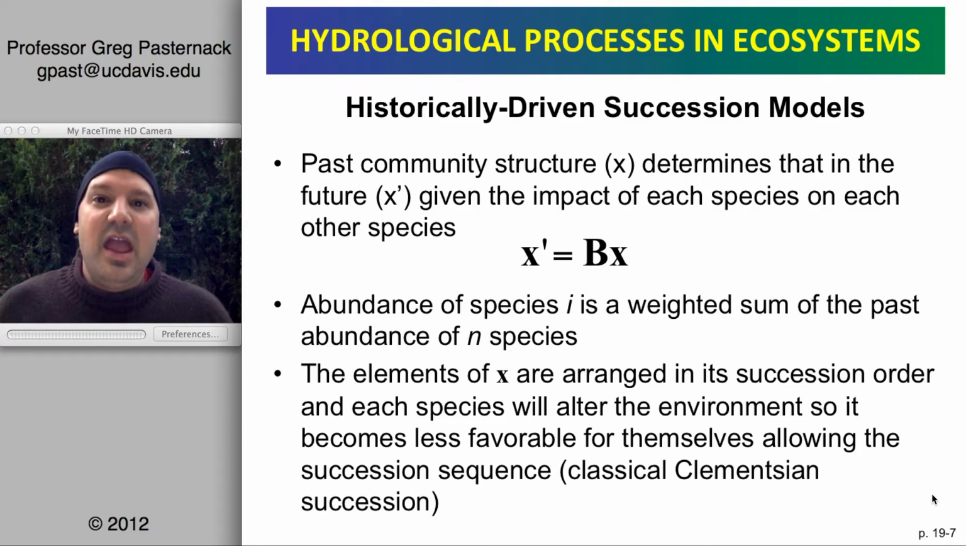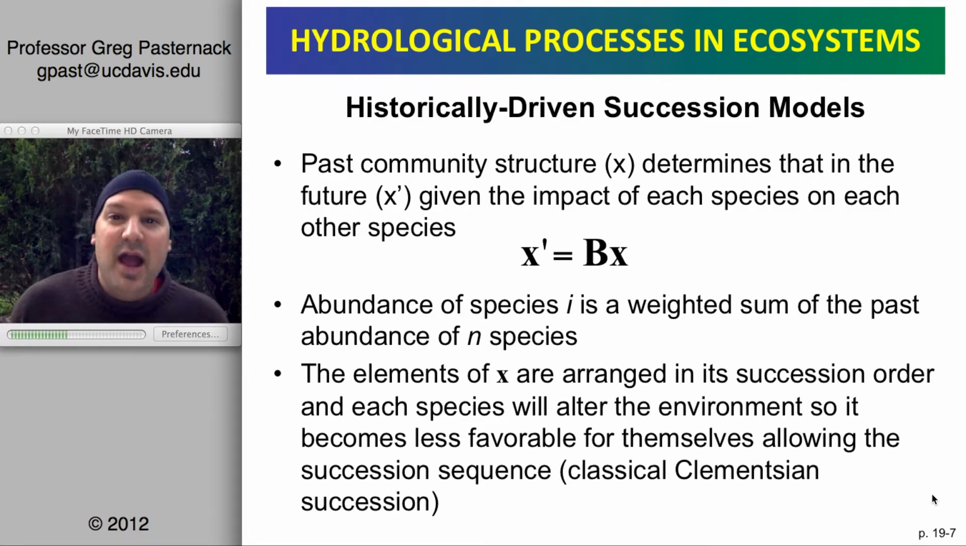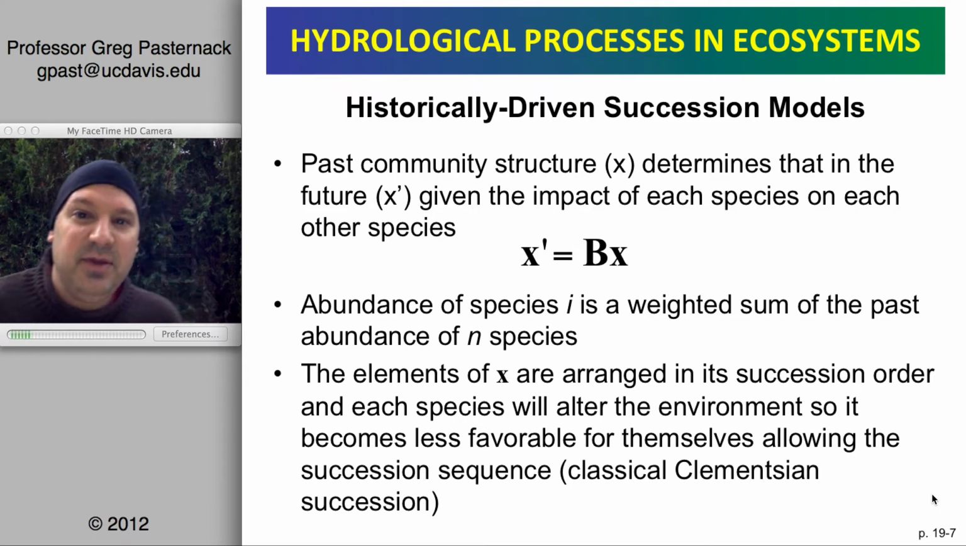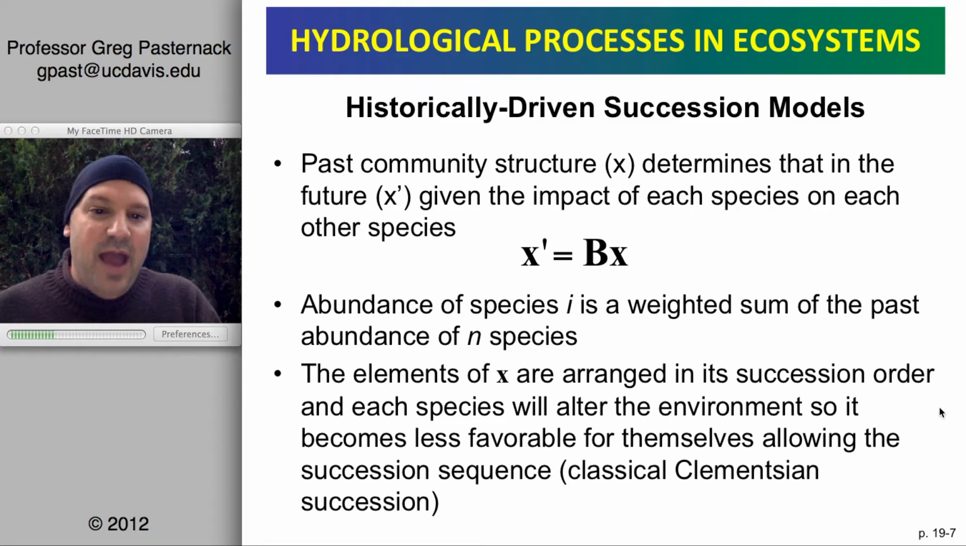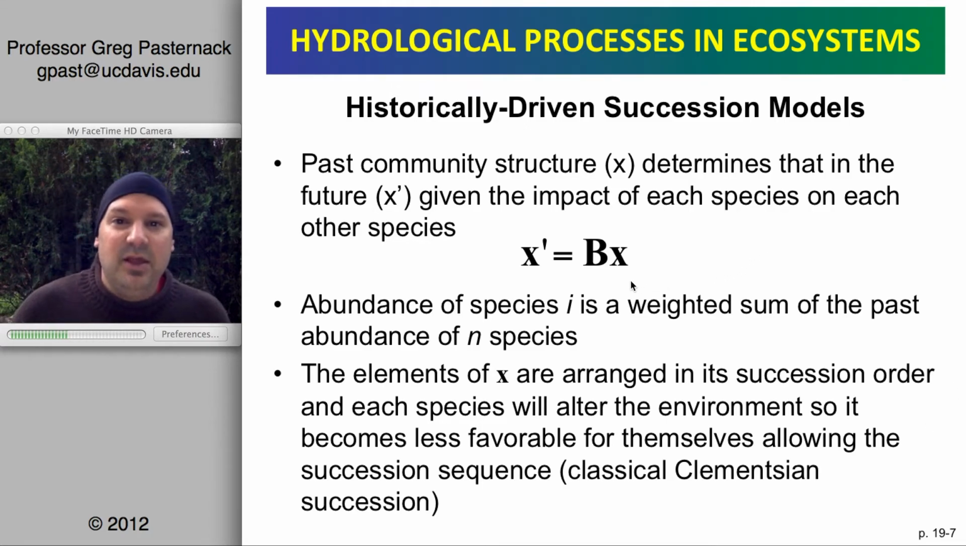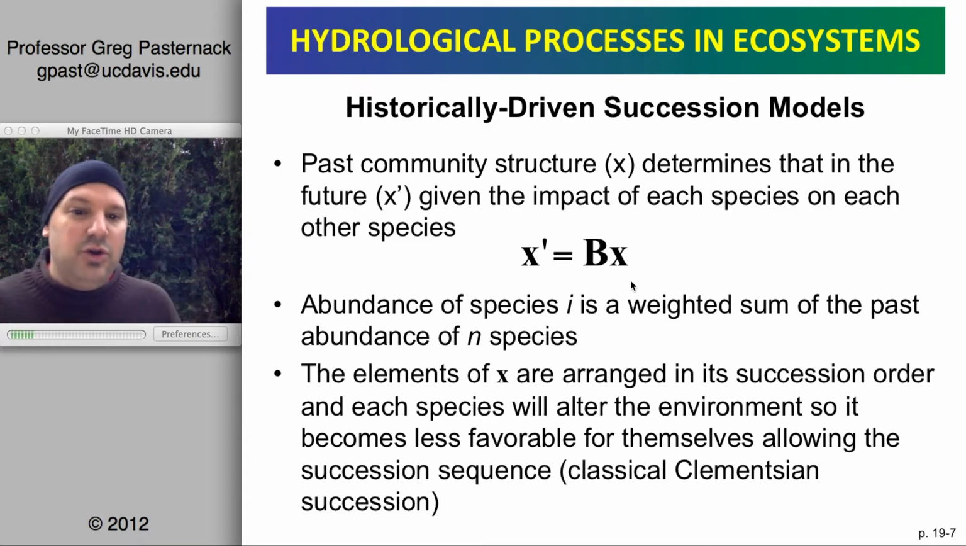Let's look at a very simple model where current population size is a function of past population size, and we're not interested in just one species, but the interactions among several species. Now in this model, I'm showing it to you in the form of matrix algebra. If you haven't taken a linear algebra class with matrices, then this is maybe a little bit difficult or new to you.